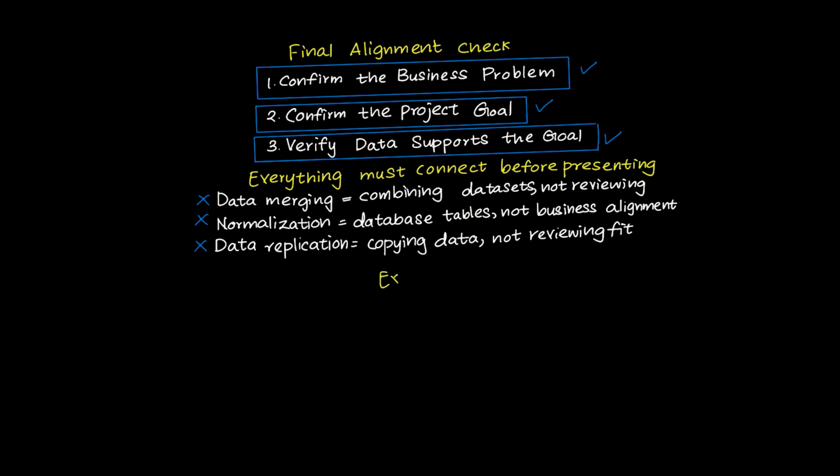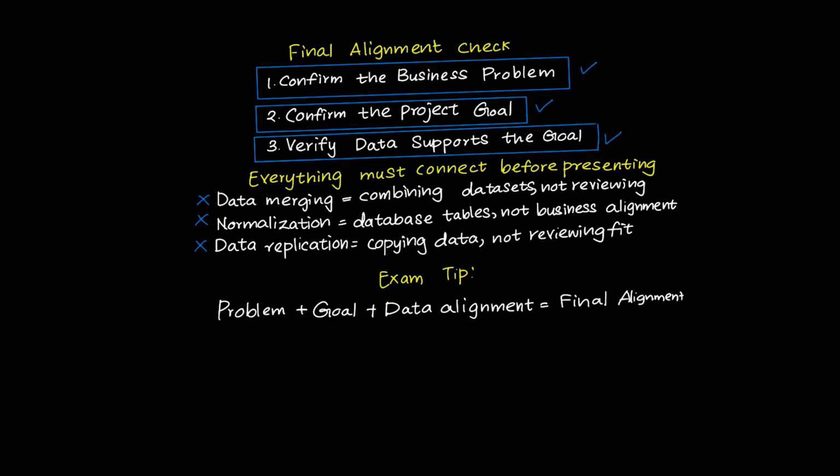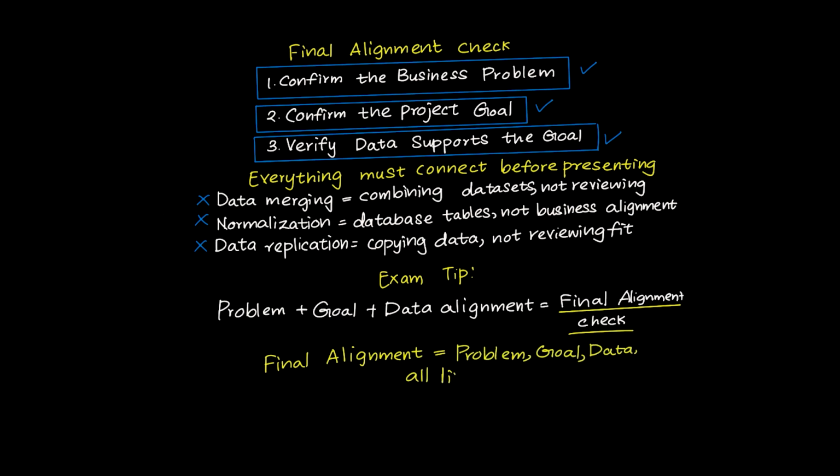Here's a WGU D467 exam tip for you. When a question describes three final checks, confirm the problem, confirm the goal, verify data supports the goal. That's the final alignment check. Quick recall hook: final alignment equals problem, goal, data all line up.